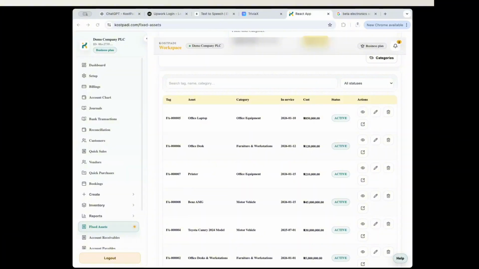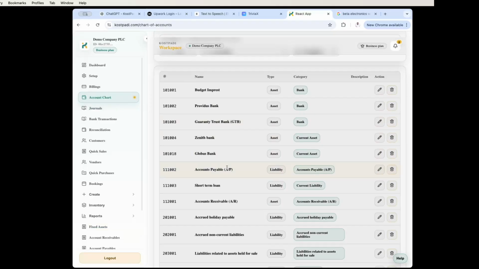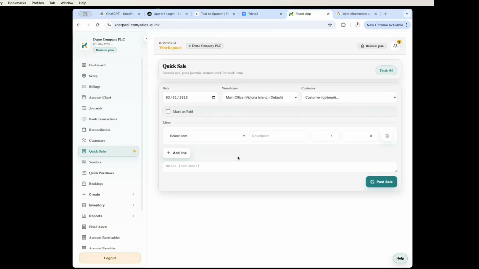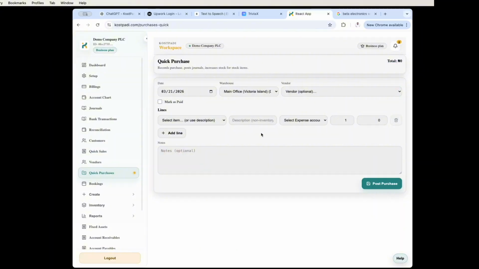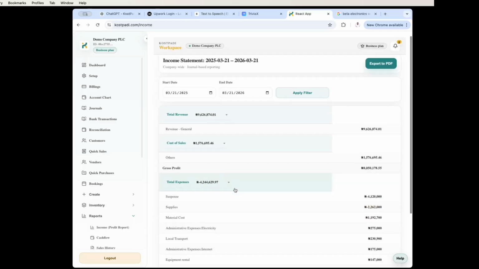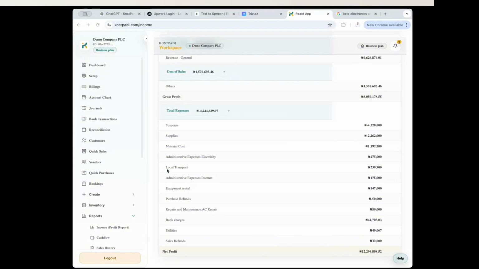Once a transaction is recorded, KostPadi automatically updates the relevant accounts in the chart of accounts. For example, when you record a sale, the system updates the revenue account. When you record an expense, the system updates the expense account. When you record a customer payment, the system updates the cash or bank account. This ensures that all financial activity is organized correctly within the accounting structure.